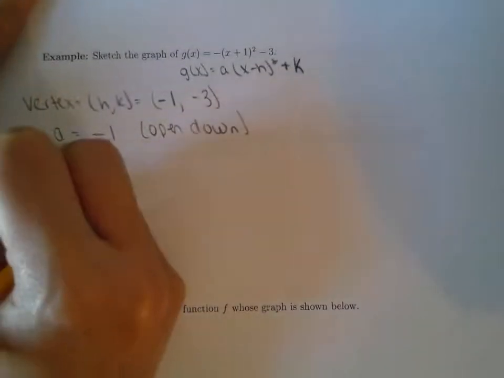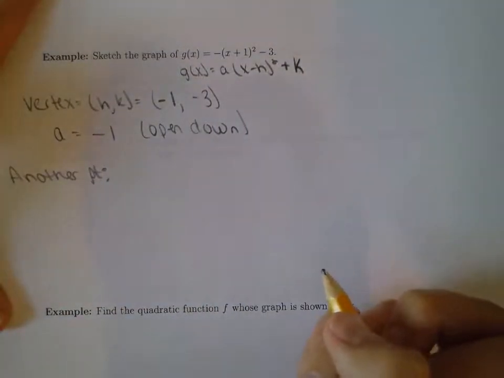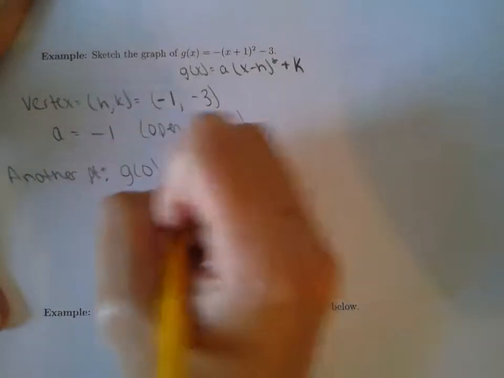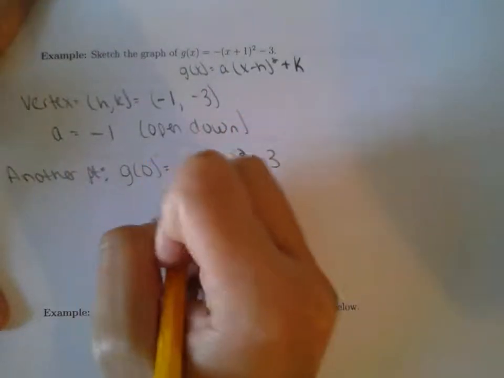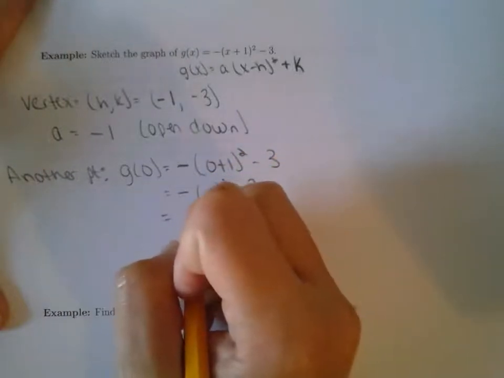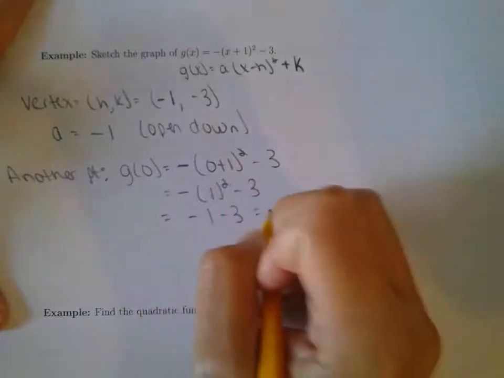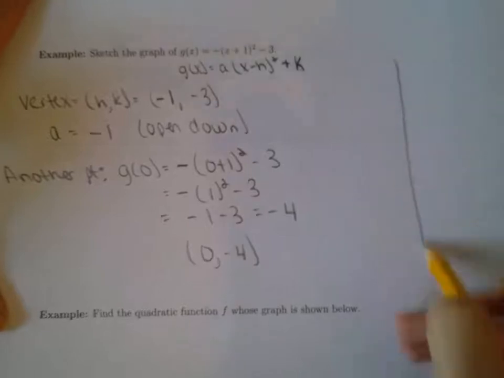Let's go ahead and find another point. So I'm just going to write another point. This again just shows you how steep your parabola is going to be. And again, it's symmetric on both sides, so you just need one point. I'm again just going to use 0. I think that's easiest. So minus 0 plus 1 squared minus 3. So that is minus 1 squared minus 3. So 1 squared is 1, and then you have a minus. So minus 1 minus 3. So minus 4. This would be 0, negative 4. So we can graph those 2 points.